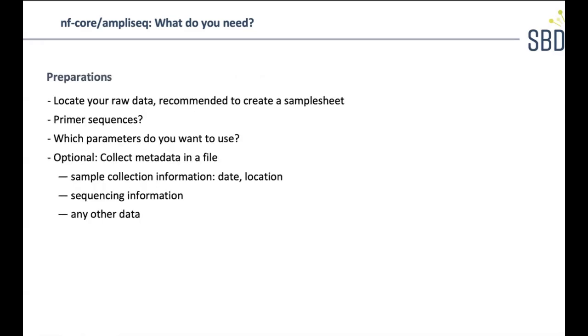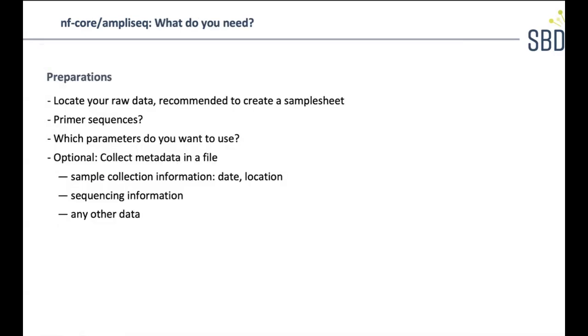What do you have to do to prepare the data? Well, you locate your raw data, and you should ideally make a sample sheet, and then you have to know your primer sequences, and then you define what parameters to use. You can also collect, this is an optional step, the metadata that you want to submit to SBDI later. If you have that in a file, it will automatically produce an output format that you can then use to submit to SBDI.